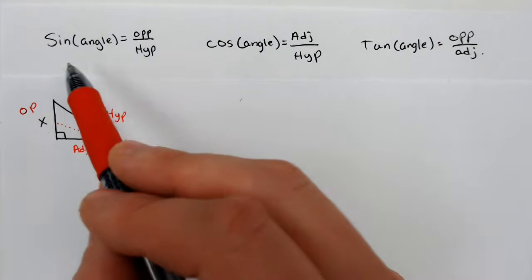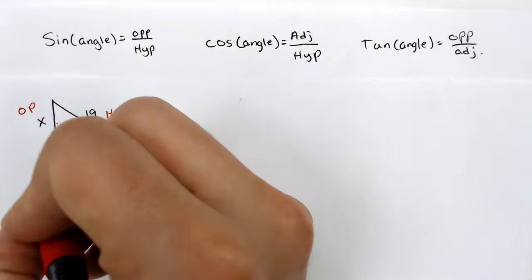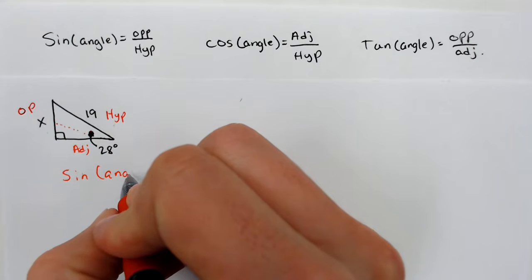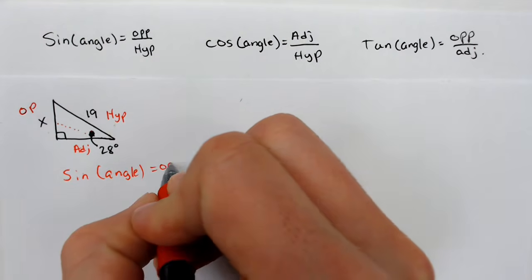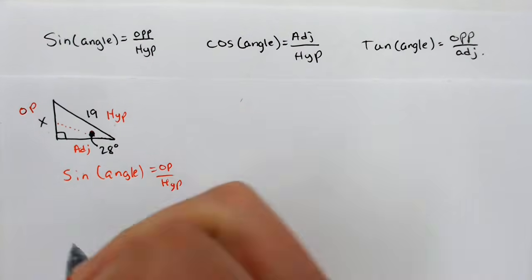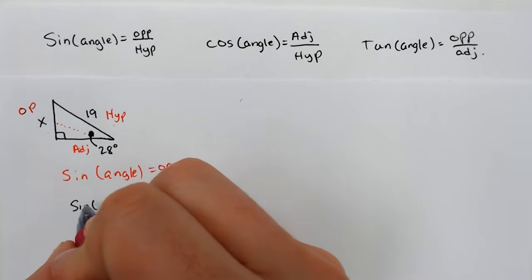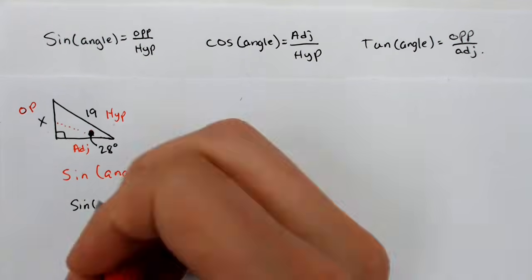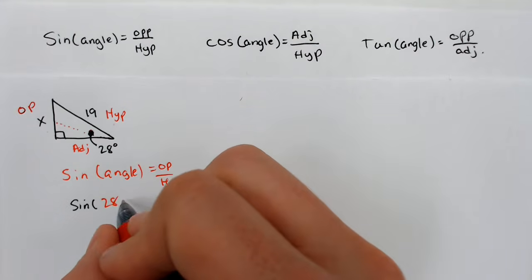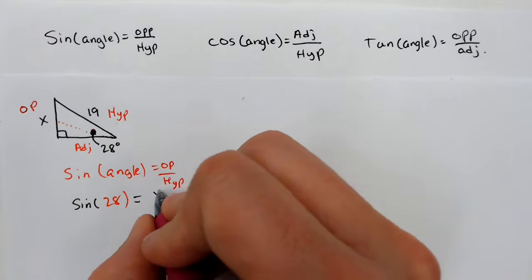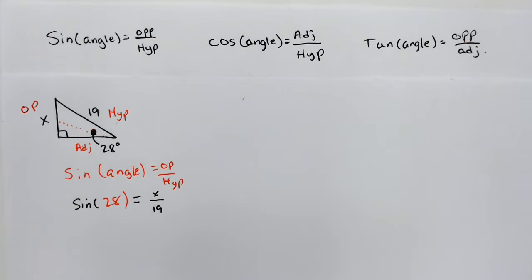So we're going to fill this in exactly the way we see it. It is sine of the angle equals opposite over hypotenuse, right? So that would be sine of the angle 28. We fill in that 28 equals the x over 19.